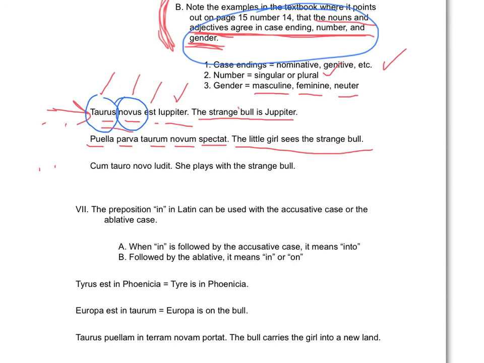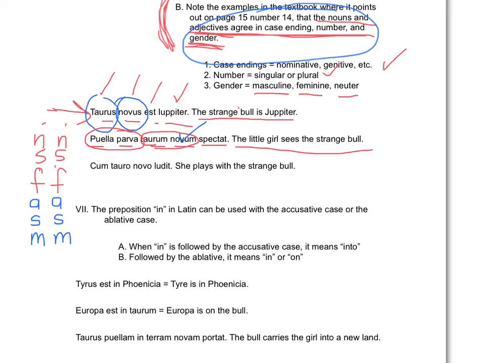So parva is an adjective modifying puella, and puella is nominative, singular, and feminine. So parva, the adjective, has to be nominative, singular, and feminine. Taurum, on the other hand, is accusative, singular, masculine, and so novum, the adjective that describes it, has to also be accusative, singular, masculine.